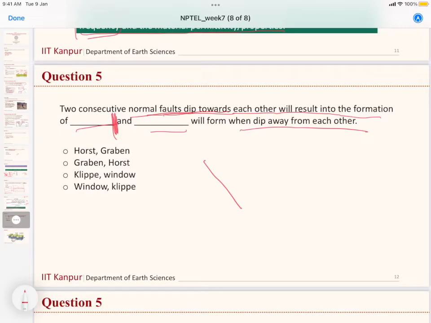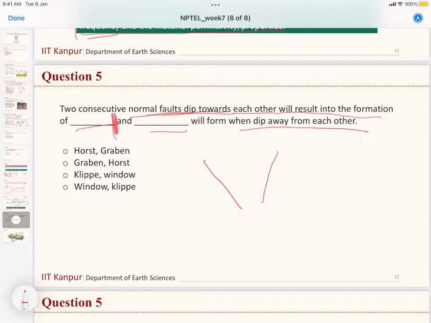So okay, let's focus on the first part. What I am trying to do is draw two normal faults that are dipping towards each other. First I draw one fault plane. The second fault plane, as per the condition given in this question, should be like this, because they should be dipped towards each other. So that would be the raw framework.